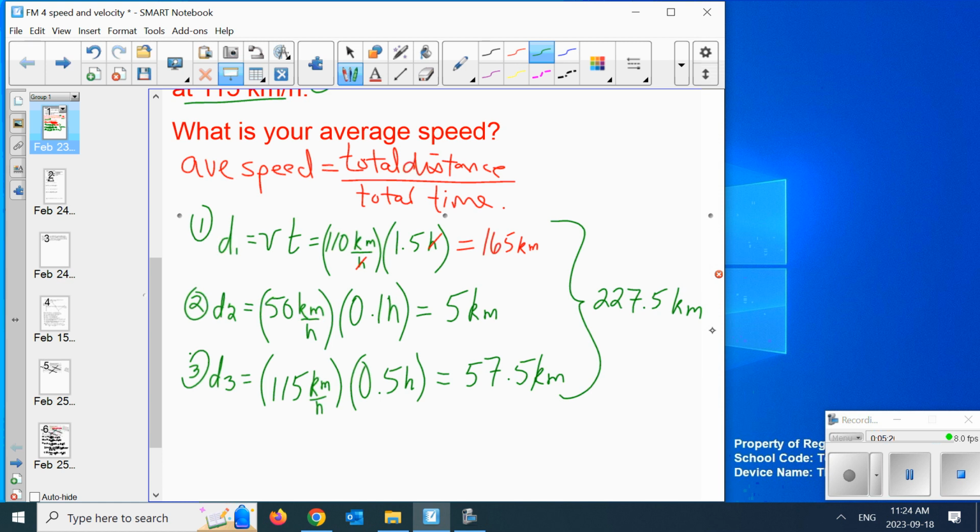I haven't finished the problem. Now I've got to add up the time for total time. So I'm going to put this down on average speed. I now have a total distance of 227.5 kilometers. The time is 1.5 plus 0.1 is 1.6, plus 0.5, 2.1. And so average speed, 108 kilometers per hour.